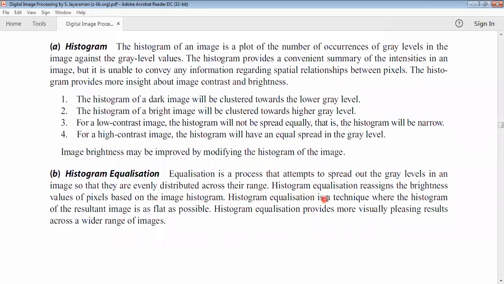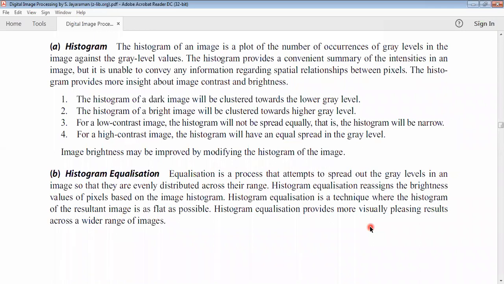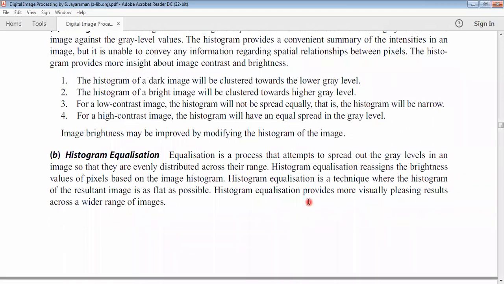So histogram equalization reassigns the brightness values of the pixels based on the image histogram. Whatever histogram we have, based on the histogram information, it is going to reassign the pixel values. That is the concept of histogram equalization. So hidden information is going to be extracted and processed: the original image, the processed image.